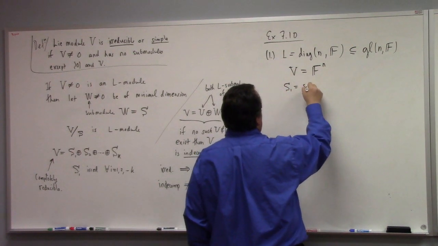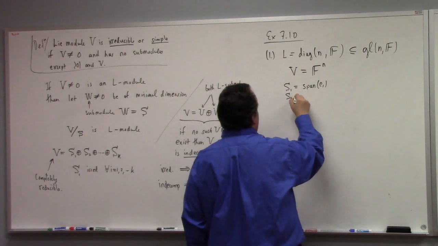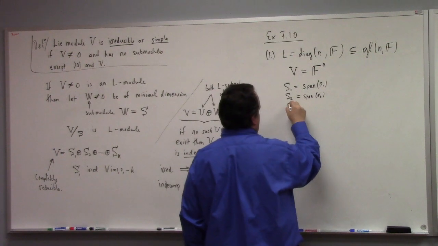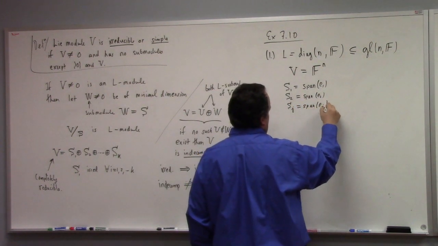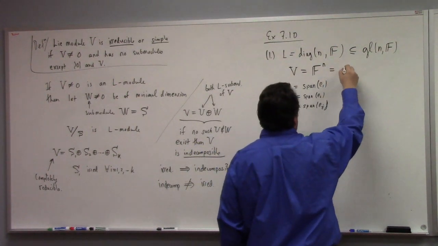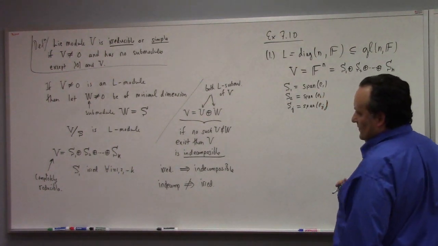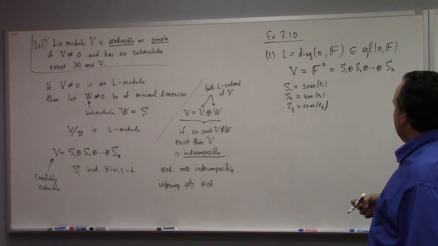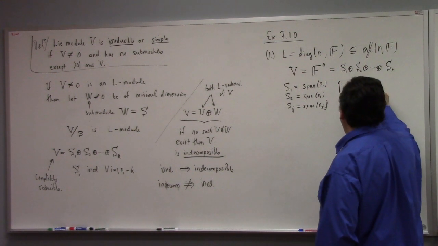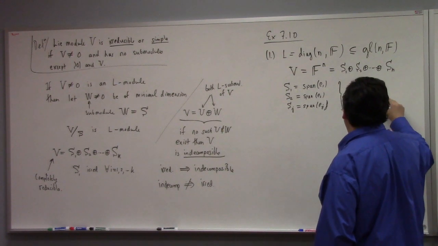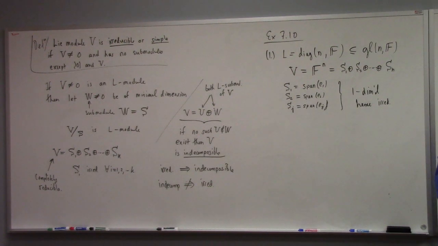So you just let S1 be the span of e1, S2 the span of e2, and so forth. S_j the span of e_j. And so V, F^n, is then the direct sum of S1, S2, and so on to Sn. So it is completely reducible because these are all one-dimensional, hence irreducible. The sub-Lie algebra of diagonal matrices is completely reducible into a direct sum of one-dimensional irreducible representations.